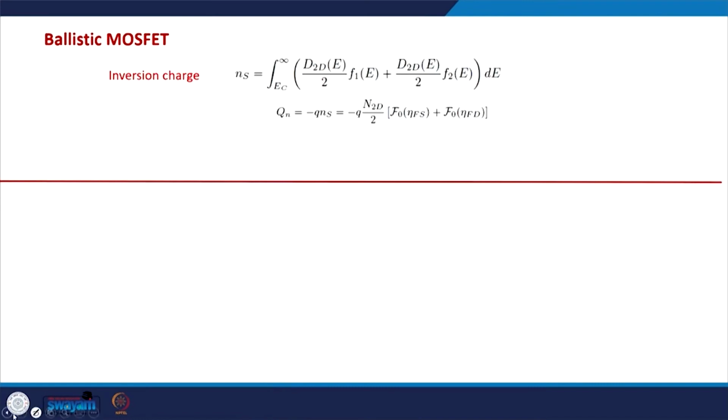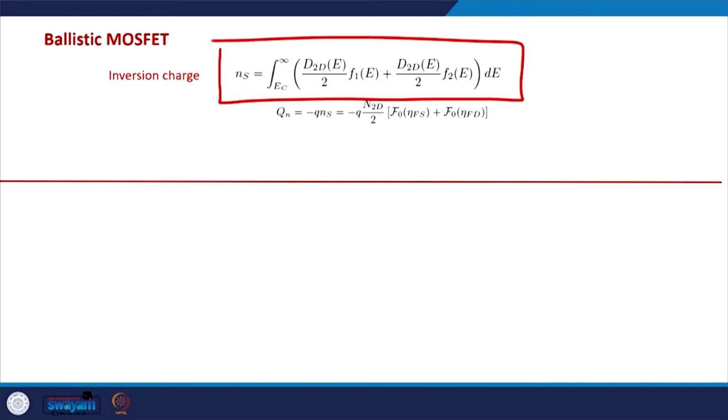Finally, the charge in a ballistic MOSFET can be calculated using this expression, which is a pretty general expression. Since the density of states of a 2D channel is independent of the energy, this integral will have a Fermi-Dirac integral of order 0. So this will be the charge expression.